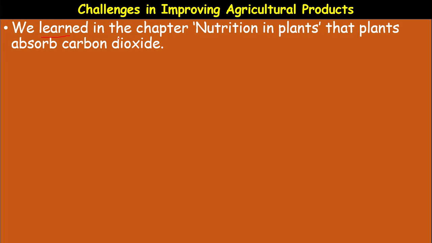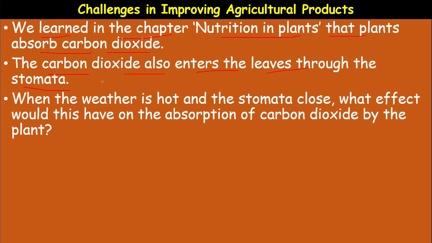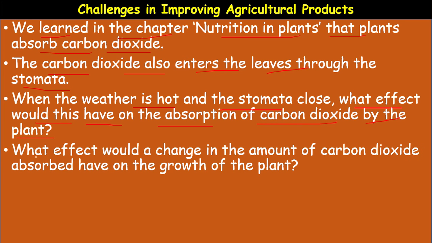We learnt in the chapter on nutrition in plants in 7th class that plants absorb carbon dioxide. The carbon dioxide also enters the leaves through the stomata only. The stomata act like the lungs of the plant, useful for the exchange of gases: carbon dioxide, oxygen, and even water vapor. When the weather is hot, the stomata close. What effect would this have on the absorption of carbon dioxide by the plant? What effect would a change in the amount of carbon dioxide absorbed have on the growth of the plant?